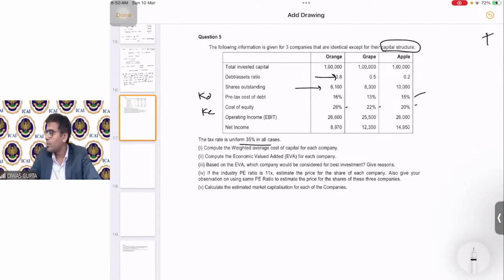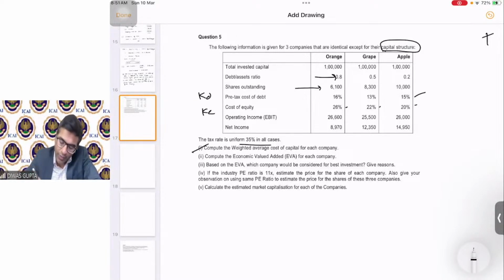Yes, so Shruti has also responded, means combination of capital, that is debt and equity. Very good, Shruti. I think all of you are correct. See, I mean, we have to just align our thought process with what is needed. Okay. So the tax rate is uniform 35% in all cases.